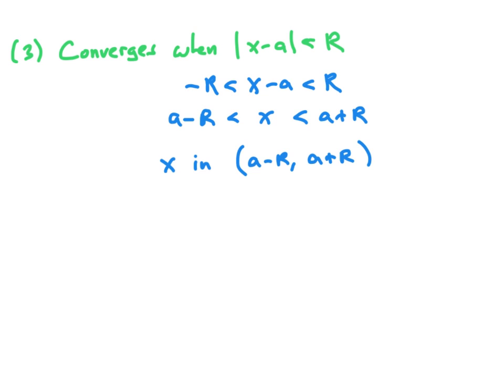And what we notice is that this is an interval that is centered at a. Whatever value of r is, we know that a minus r is r units smaller than a, and a plus r is r units larger than a. And so right in the middle of these two endpoints lies the number a, and this is one of the reasons why we call the value a the center of our power series. Because when our convergence is an interval here, that center is the actual center of our interval.